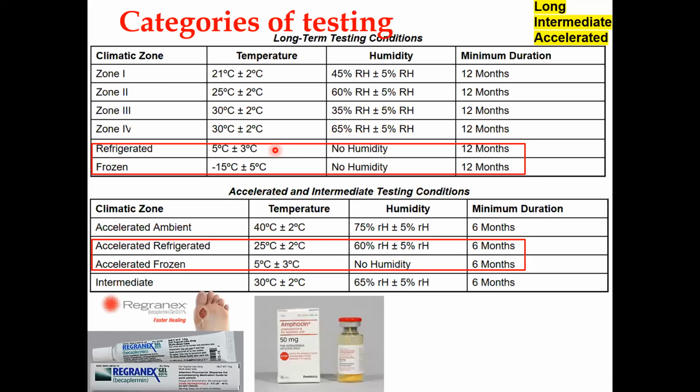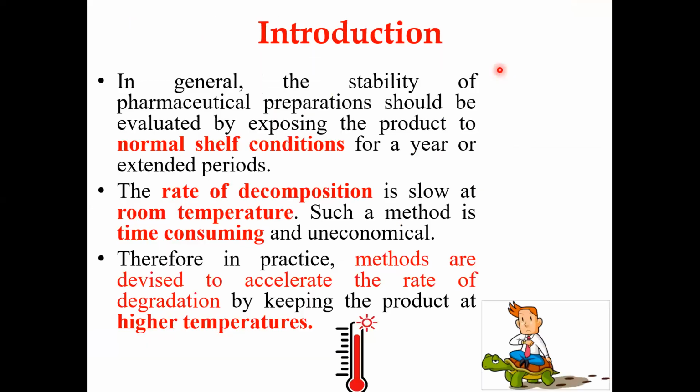What are the normal shelf life conditions? These are the normal shelf life conditions, that is ranging from 21 degrees to 30 degrees centigrade for a period of at least 1 year. Okay. But what is the problem in doing this kind of procedures?